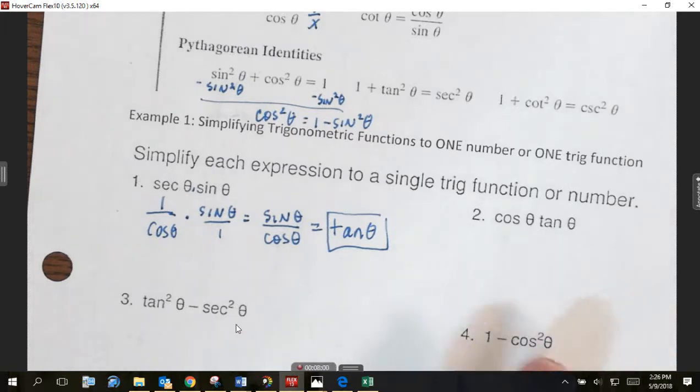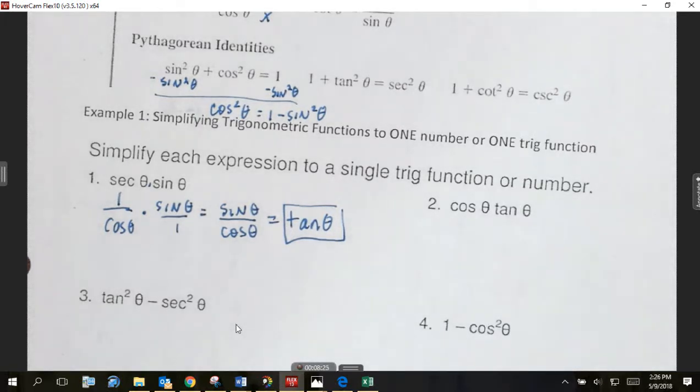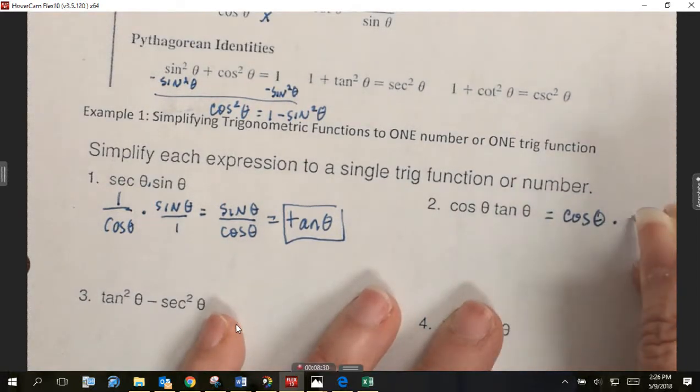So we'll do a few more of these. Number 2, cosine theta times tangent theta. Let's try and see if we can get it down to just cosines and sines. So can we change tangent into something that has cosines and sines? What's tangent equal? Sine theta over cosine theta. So let's do that. Let's say cosine theta multiplied by sine theta over cosine theta.